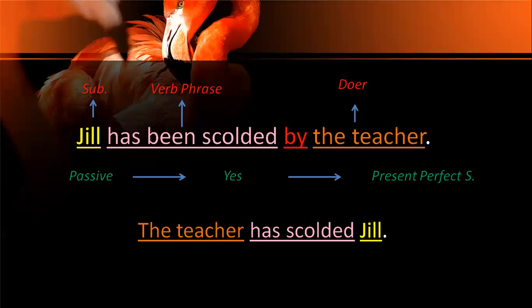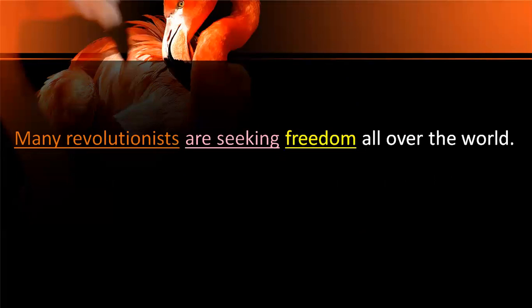Now let's move to the next sentence and see how things go. The sentence says, many revolutionists. You know what the word revolutionist means? It is the one who protests against something, or rebels against something. Someone rejecting a certain policy in the country. Many revolutionists are seeking freedom all over the world.